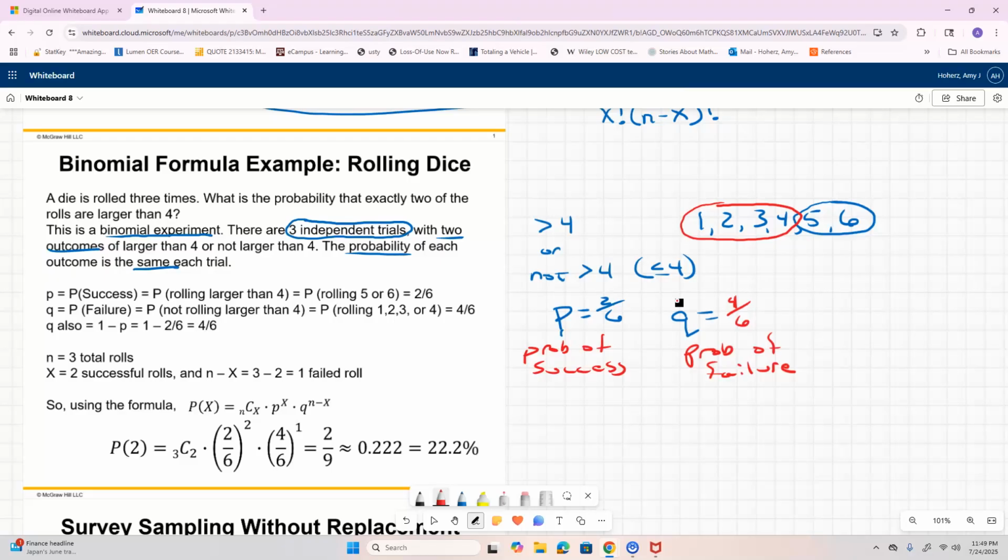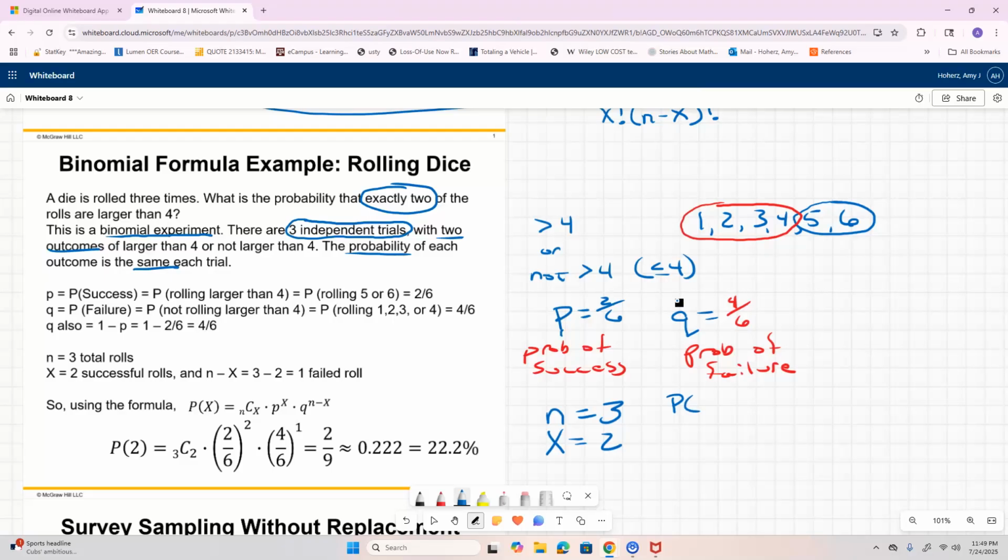Now, besides the P and the Q, we have to know N and we have to know X. So N is the number of trials. So in this case, it's 3. And what is the probability that exactly 2 of the rolls are larger than 4? So our X is 2. So N is the total. X is how many successes we want. So we're going to plug this into the formula.